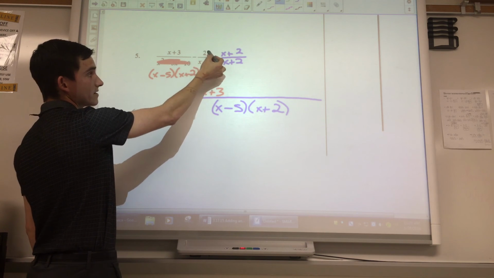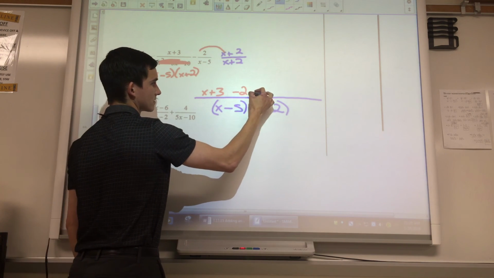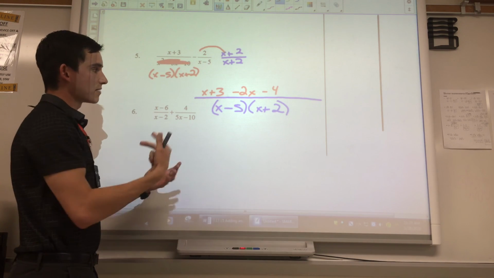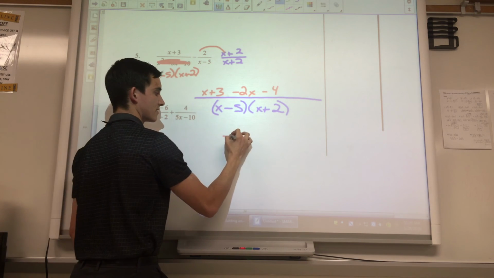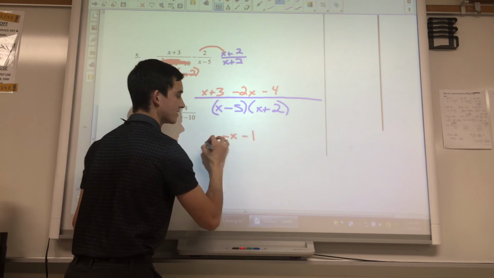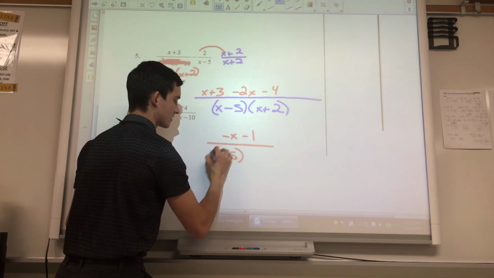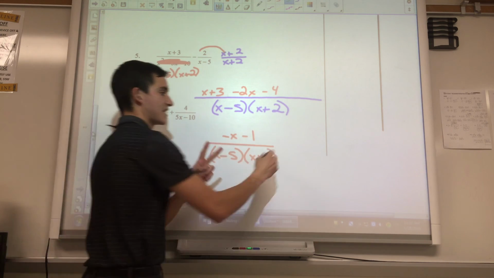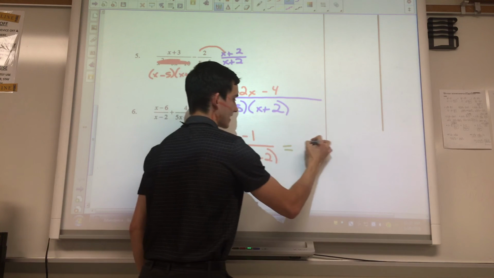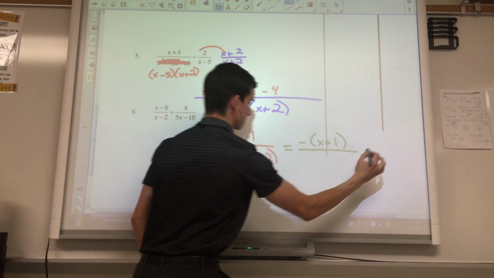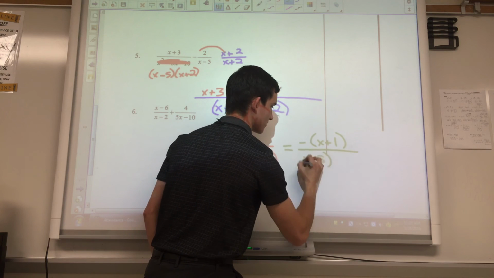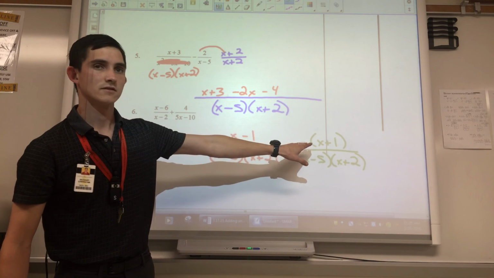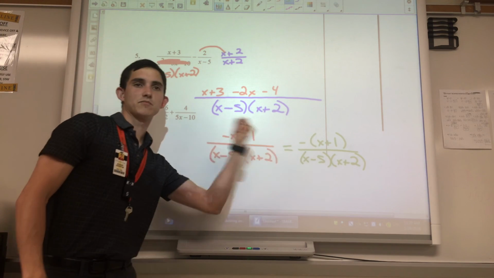Be wary of that negative 2. So that's negative 2 times x, which is negative 2x, and negative 2 times 2, which is negative 4. All right, so combining like terms, I have x minus 2x, which is negative x. I have 3 minus 4, which is negative 1, all divided by x minus 5, x plus 2. So if you got that, you got it right. Second thing, if you decided you wanted to try to factor out a negative, this is also right. That's also right. Okay?